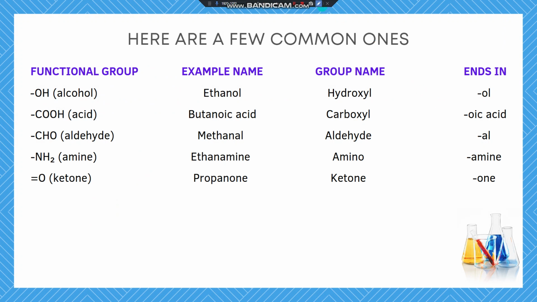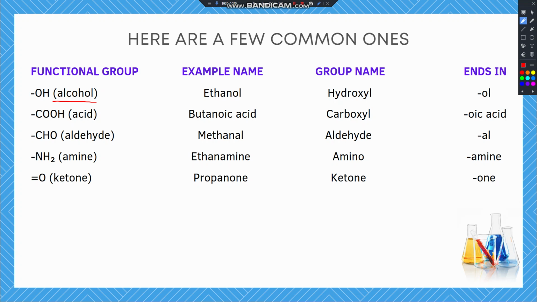Now, here are a few common functional groups that we have as far as naming organic compounds is concerned. Number one, we have the alcohol functional group. The name of this alcohol functional group is called hydroxyl. And a very good example of a compound that has this functional group is ethanol. Ethanol is one of the basic alcohols we have in chemistry. And when we have this alcohol functional group, the suffix that we use is "ol". That is the ending part of the name of a compound that contains alcohol. And the symbol that denotes it is OH.